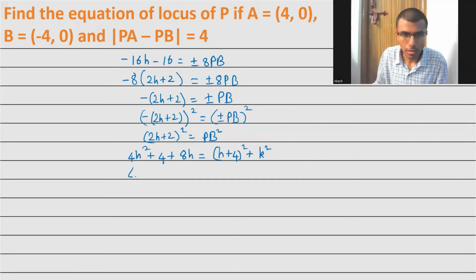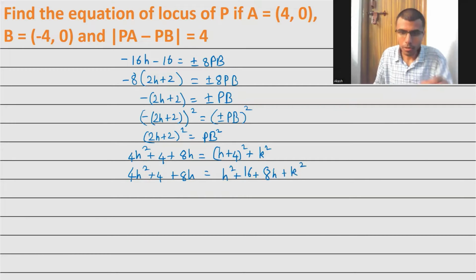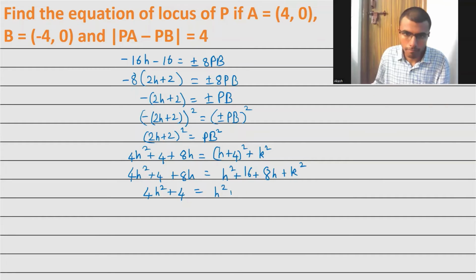Okay, now let's expand. 4h square plus 4 plus 8h should be nothing but h square plus 4 square. 4 square is 16 plus 2 into h into 4, which would be 8h plus k square. Now here, if you observe, this 8h and 8h will get cancelled. This means that you have done right. So ultimately what I'm left with is 4h square plus 4 is nothing but h square plus 16 plus k square.